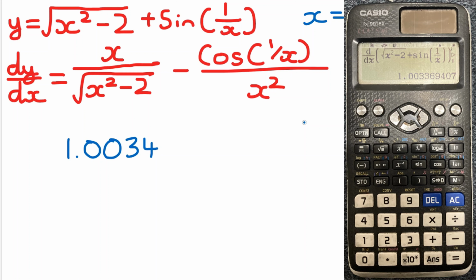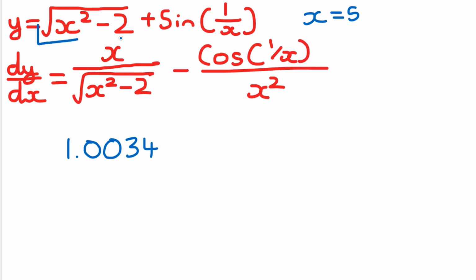So what this value is, is your calculator differentiating this expression here and then subbing in x is equal to 5 into the resulting derivative. So why is this useful to us?